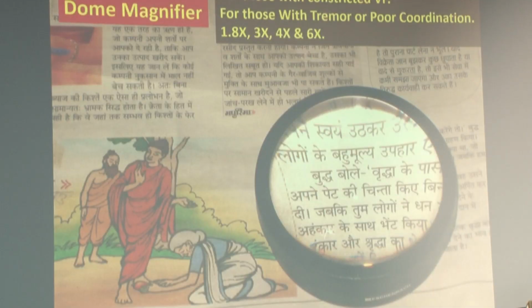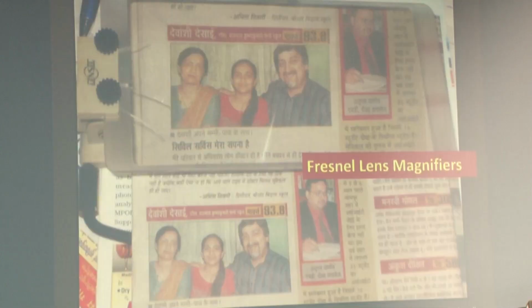Now this is a dome magnifier. This is used for those with a constricted visual field and for those where there is tremor or poor coordination. These are available from 1.8x to 6x.